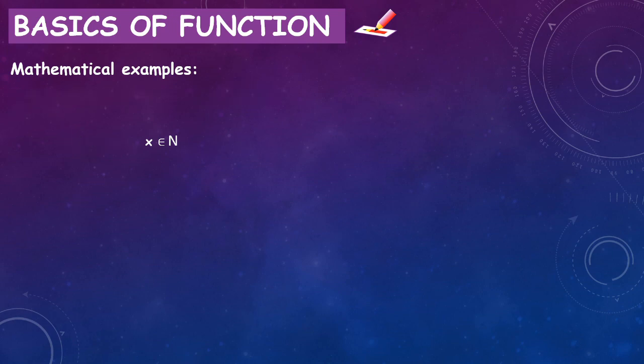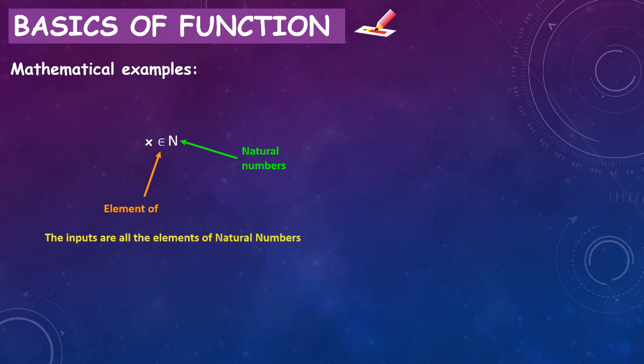We have a symbol that looks like an E, but is actually a Greek alphabet called epsilon. This symbol means element of. x is an element of N. N means natural numbers. So the inputs are all the elements of natural numbers.